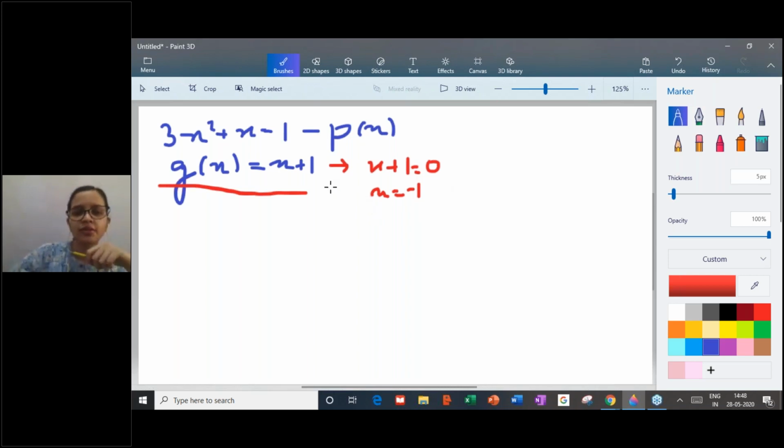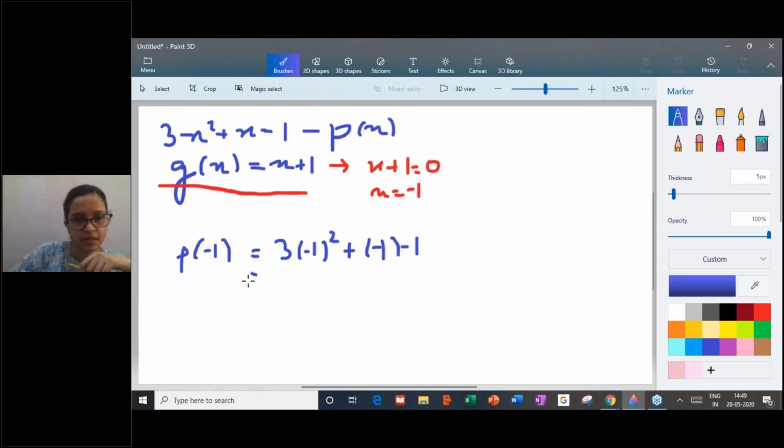So you substitute the 0 of this equation in p of x. Let's see what we get. So it will be p of minus 1, since we are substituting the value of minus 1 in place of x, will be 3 into minus 1 square plus minus 1 minus 1. This is nothing but minus 3. Okay, it will be plus 3, sorry. This is nothing but 3. Minus 1, minus 1, which is nothing but 1, which happens to be our remainder.